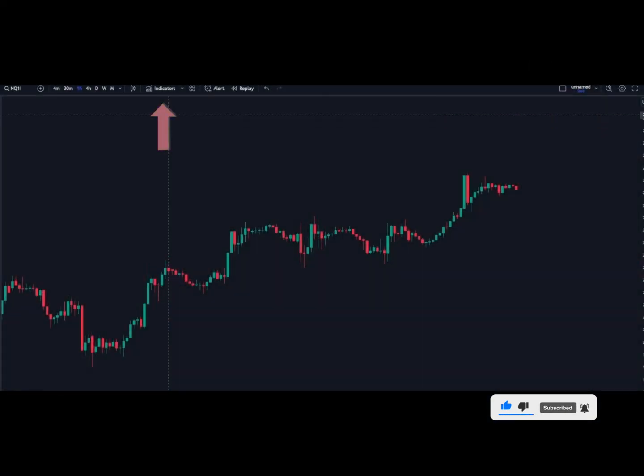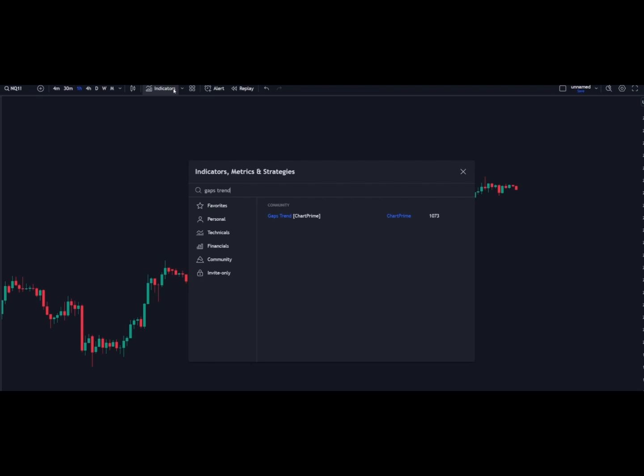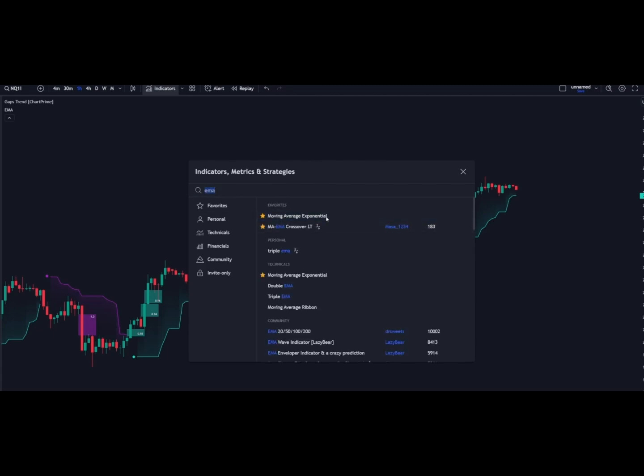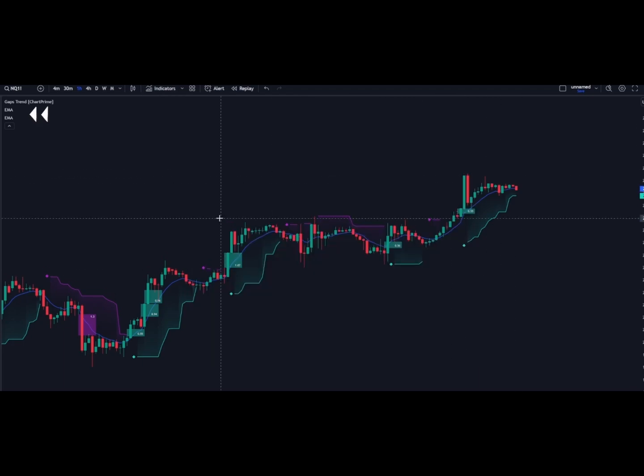So the first thing we need to do is to go to the indicator tab at the top of the screen and in the search box type Gaps Trend. You will see the indicator by Chart Prime. Click on it to add it to your chart. Then, type in EMA into the search box and click on the exponential moving average to also add it to your chart. Make sure you do this twice as we need two different moving averages.